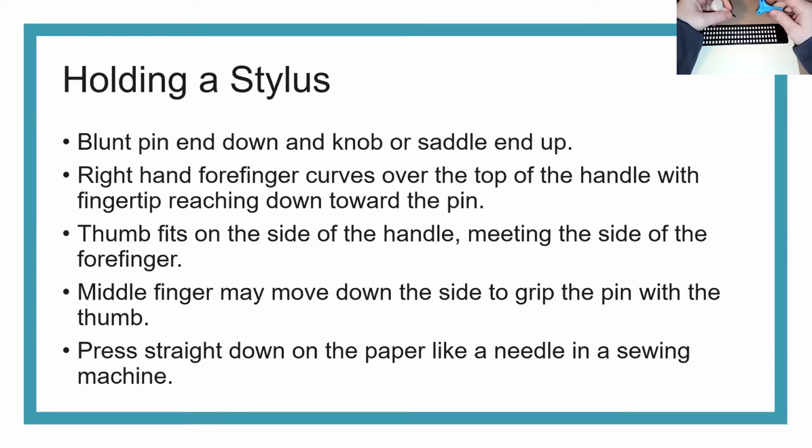I'm going to say right hand, but if your brain is doing it the opposite, you get to flip it around. So your right hand is going to hold it. The forefinger of your right hand curves over the top of the handle, and your fingertip is reaching down toward the pin. Your thumb kind of fits on the side of the handle, meeting the side of that forefinger. And it might actually go down a little ways toward the pin, depending on the size of your thumb. Your middle finger may move down the side to kind of grip the pin, joining your thumb.